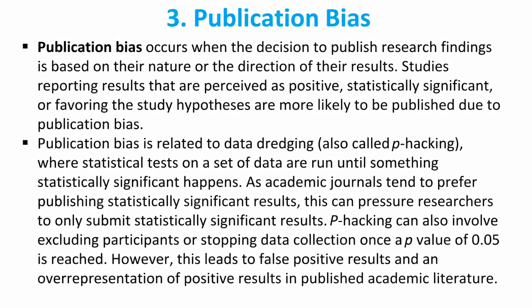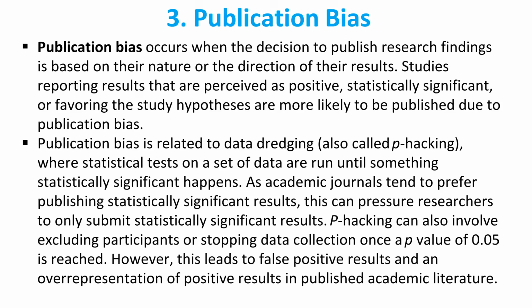Number 3 type of bias is publication bias. Publication bias occurs when the decision to publish research findings is based on their nature or the direction of their results. Studies reporting results that are perceived as positive, statistically significant, or favoring the study hypotheses are more likely to be published due to publication bias.